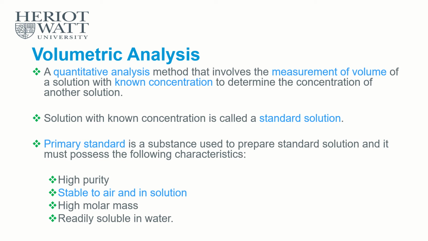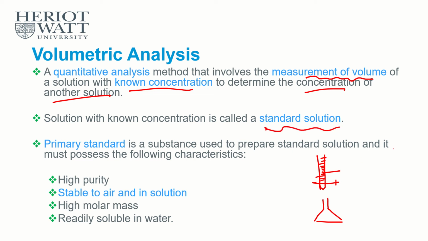So what is volumetric analysis? Like I said, it is a quantitative analysis that involves measuring the volume of a solution with known concentration to determine the concentration of another solution. Let's say, for example, a titration, always with a burette and a conical flask. The solution in the burette is usually the standard solution, the one with the known concentration. That's why we call it a standard, because we know the concentration.